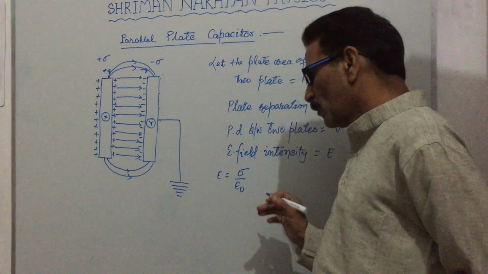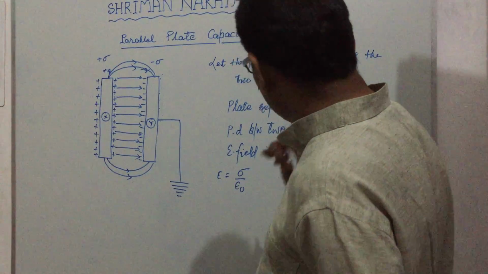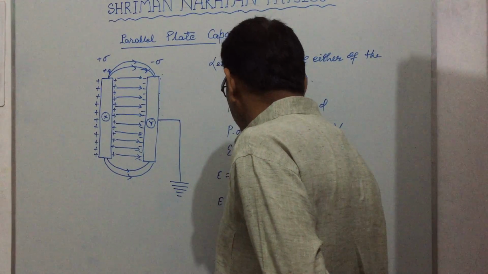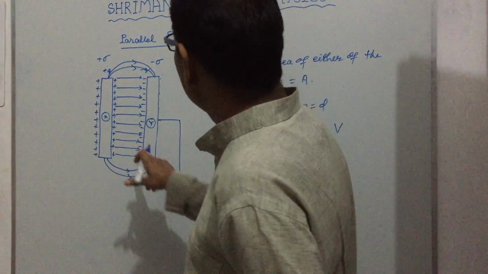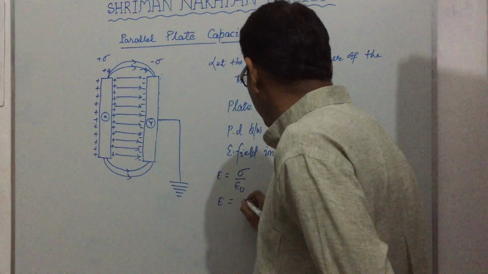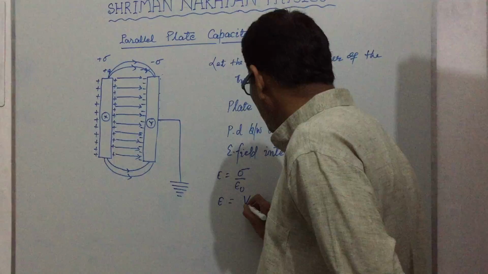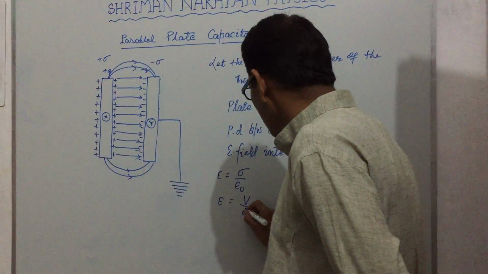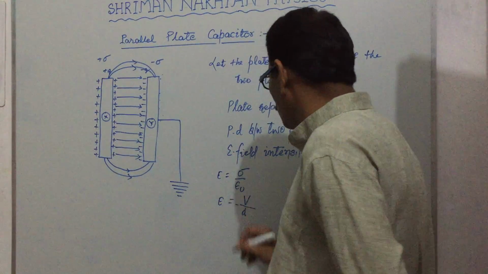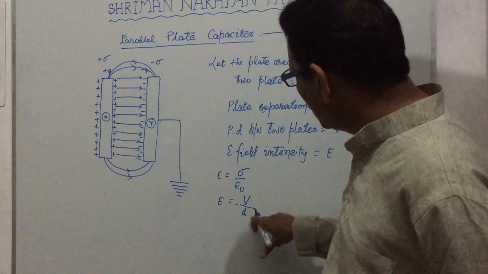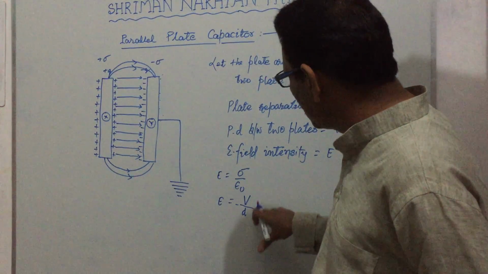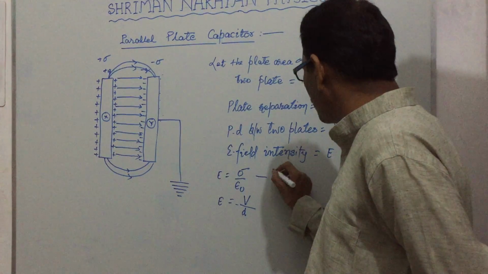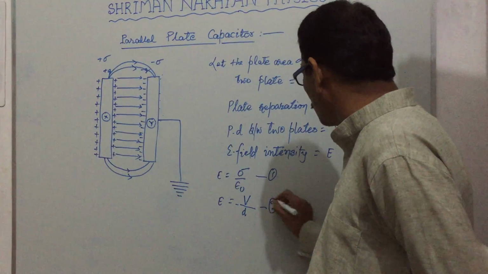Now you know that electric field intensity is equal to negative potential gradient. So mind here, the potential difference between these two plates is V, so we'll write V divided by the distance between two plates, this is D, so we can write E is equal to minus V by D. This is the negative potential gradient, and it is equal to capital E. Let us take this as equation number 1 and this as equation number 2.